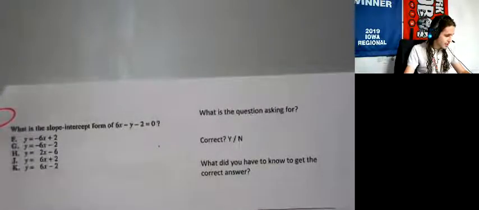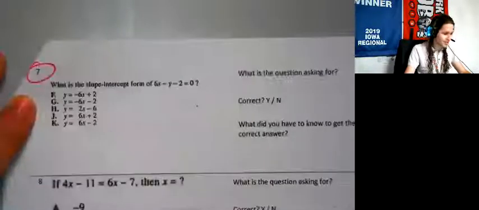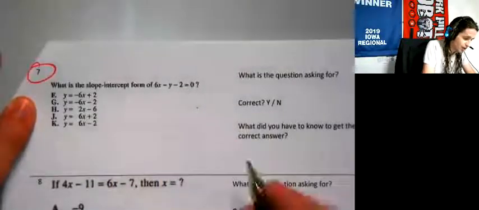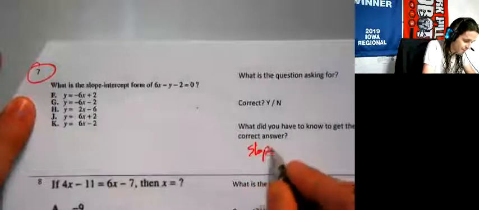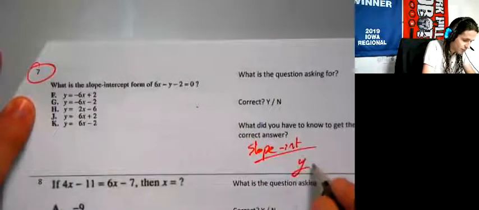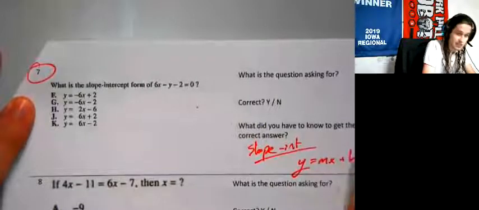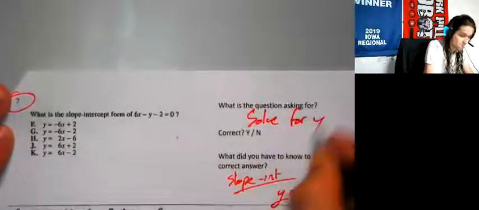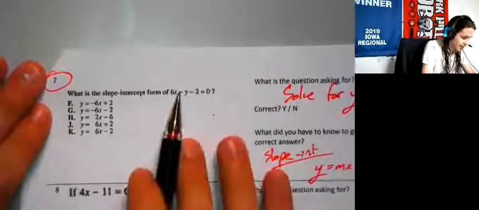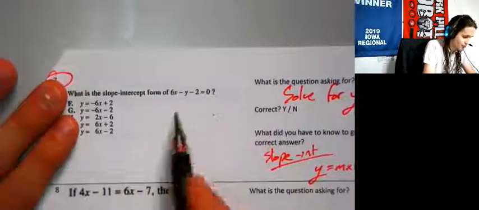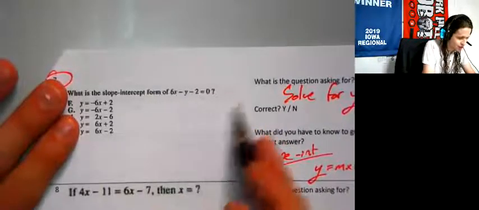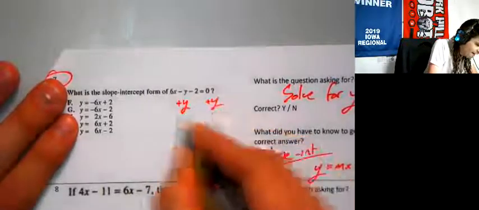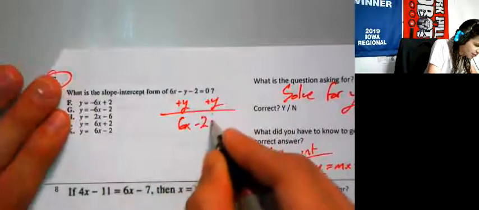Number 7. What is the slope-intercept form of 6x minus y minus 2 equals 0? Well, you have to know what slope-intercept form looks like: y equals mx plus b. You need to solve for y. That's what the question's really asking for. In solving for y, there's a couple ways to do it. You could move the 6x over and the 2 over and then divide by negative 1, but just notice that if you add y to both sides, you get 6x minus 2 equals y.